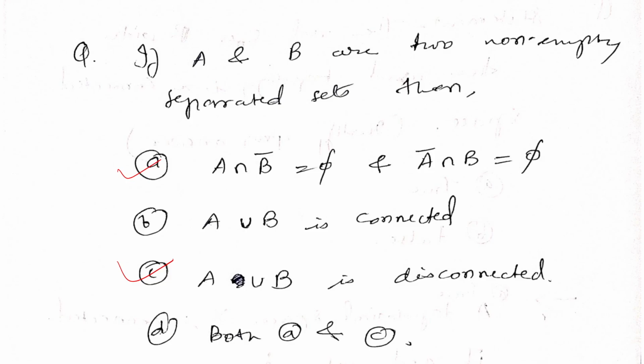So if A and B are two non-empty separated sets, then you have these options. Check which of these is correct. Is it option A, that A intersection B closure is empty and A closure intersection B is empty? Or is it option B, that A union B is connected? Or is it option C, that A union B is disconnected? Or is it option D, that is both A and C? So check it and let me know which of these is correct.